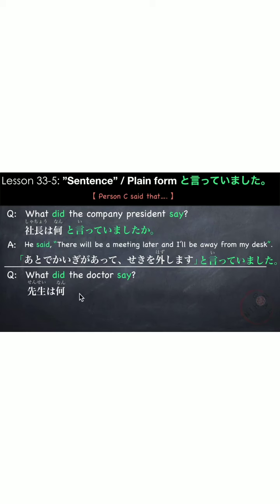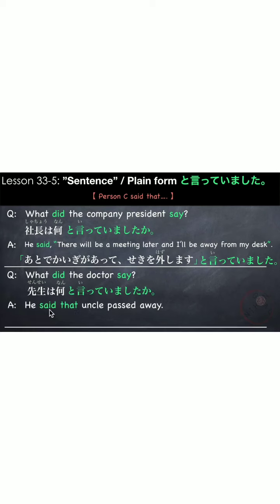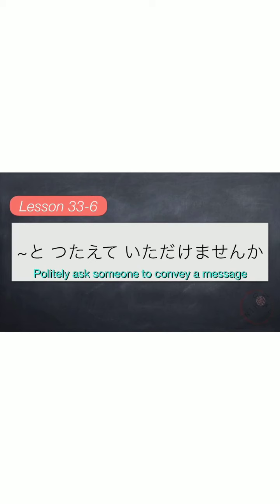Another example, what did the doctor say? 先生は何と言っていましたか? He said that uncle passed away. So here we are going to change the sentence into plain form. おじさんはもう亡くなった。 From 亡くなりました, which is the masu form, we change it to plain form, which is 亡くなった, followed by と言っていました。おじさんはもう亡くなったと言っていました。 And lastly is 何々と伝えていただけませんか?